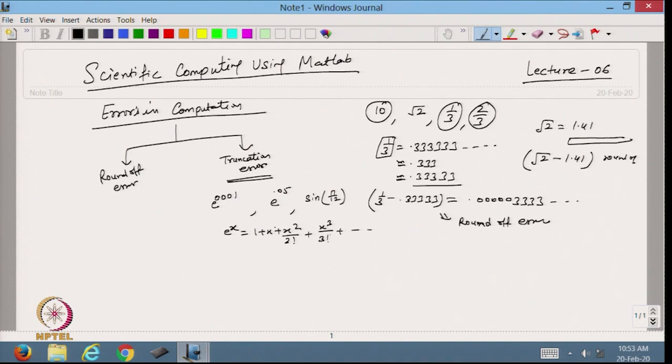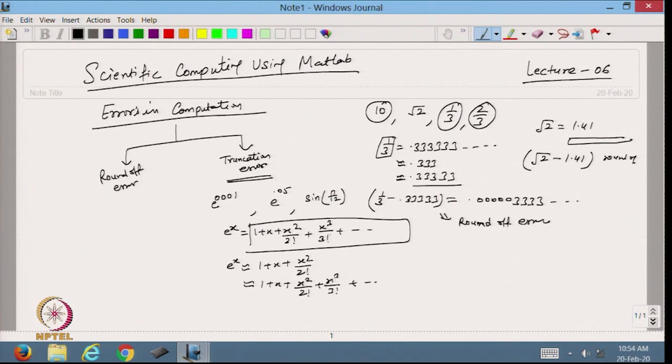On the right hand side there is an infinite series, and of course I cannot use an infinite number of terms to find the value. In computation, we have to truncate this series. Suppose I approximate this function as 1 plus x plus x squared by 2 factorial. Or if I want more accuracy, I will take more terms, x cubed by 3 factorial, and suppose I go up to x to the 10 by 10 factorial. In this case I am approximating the exponential function with a polynomial of degree 10.